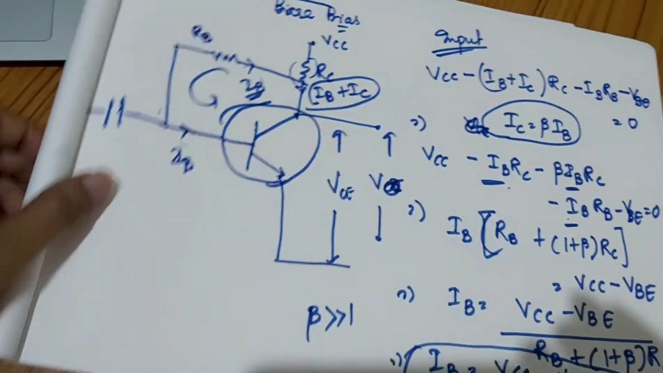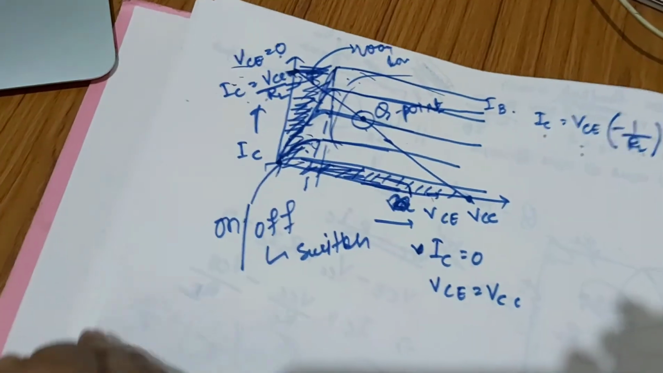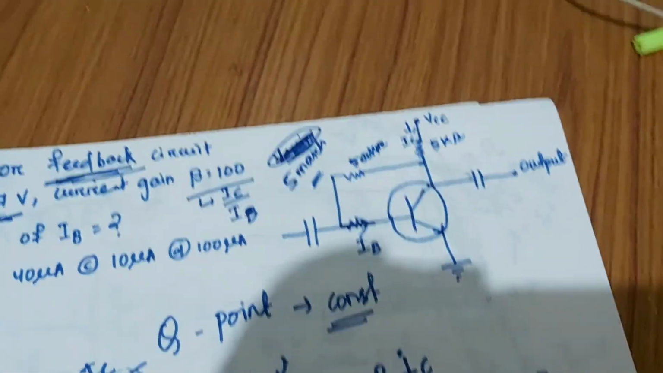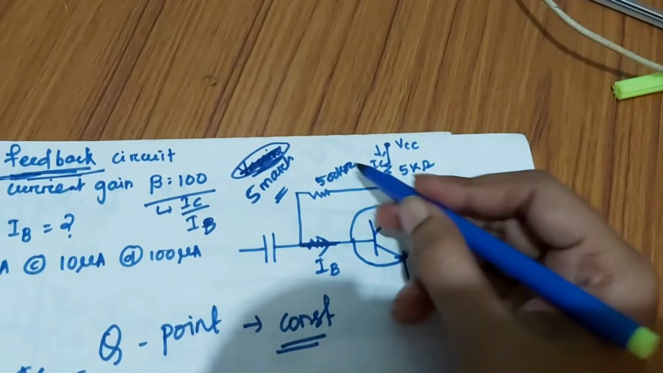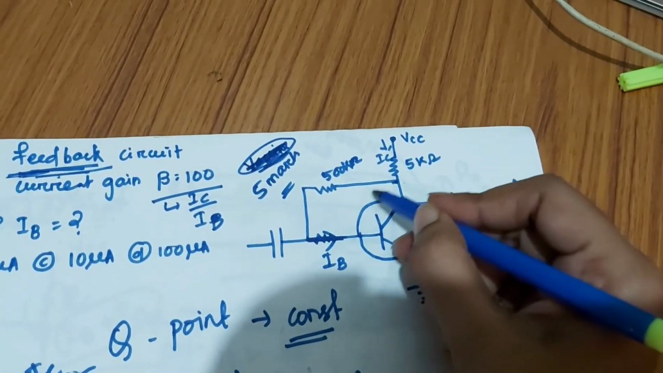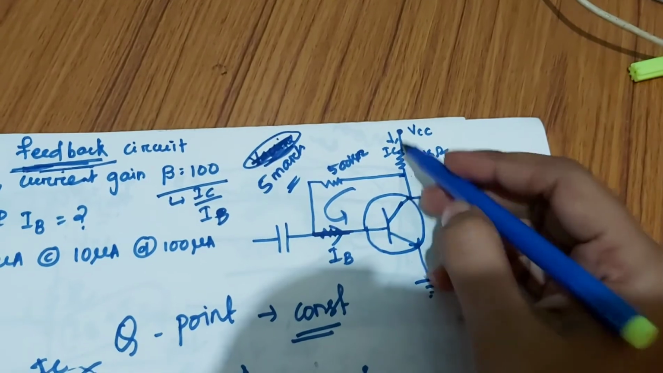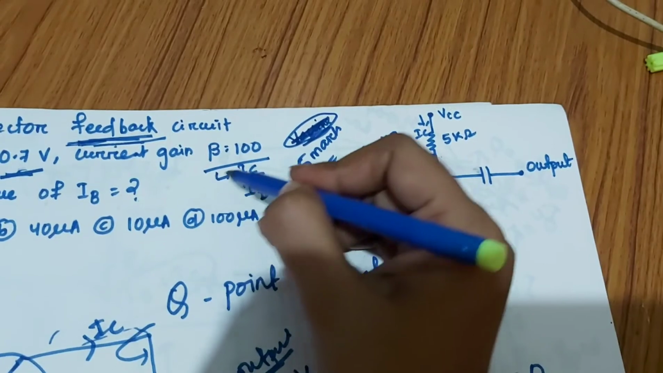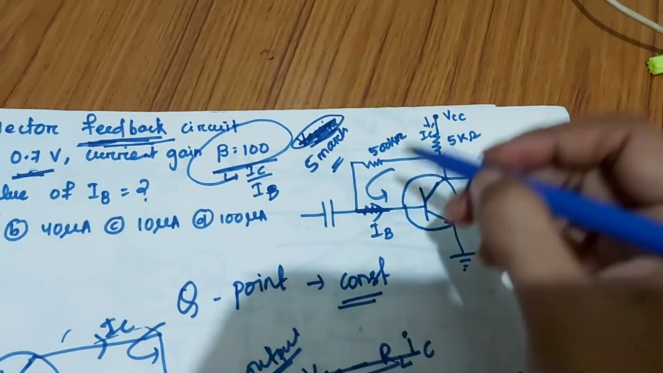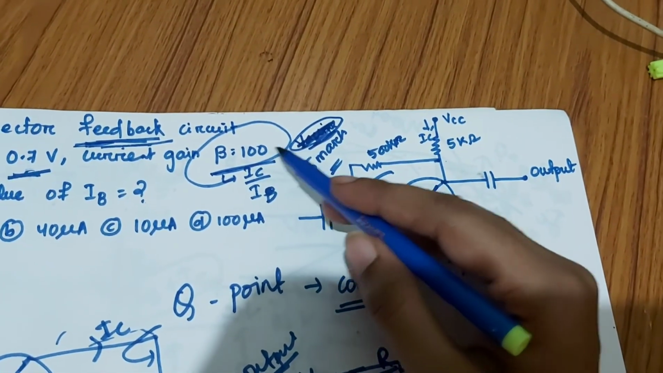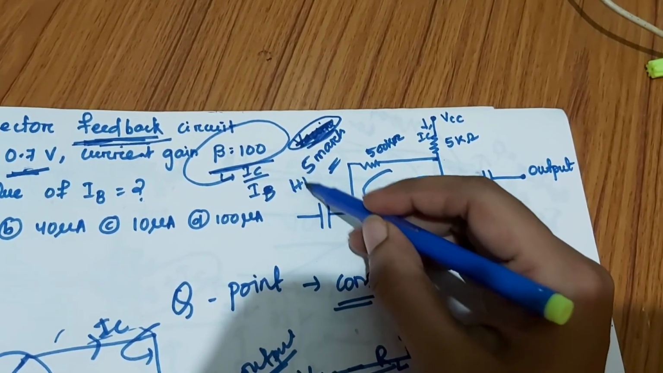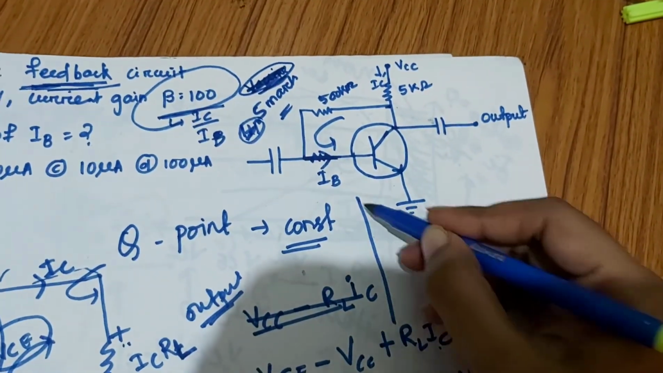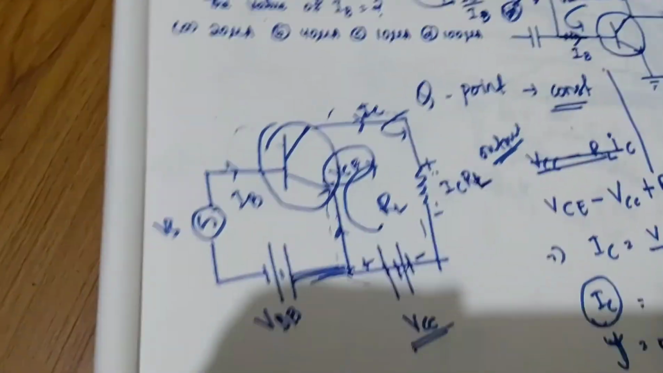So this is my question. If I directly apply KVL here, I can get the answer as well. There is no problem. As beta is 100, and beta is much greater than 1, I can neglect the 1 in the 1 plus beta part.